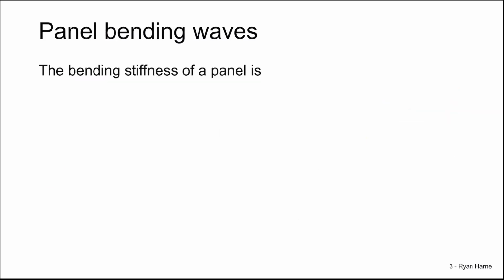To understand how coincidence occurs, we need to learn more about bending waves. The bending stiffness of a panel is what we've seen before. The bending stiffness D is equal to Y, the Young's modulus, multiplied by I prime, the moment of inertia, divided by 1 minus nu squared, where nu is the Poisson's ratio. D has units of kilograms meter squared per second squared.